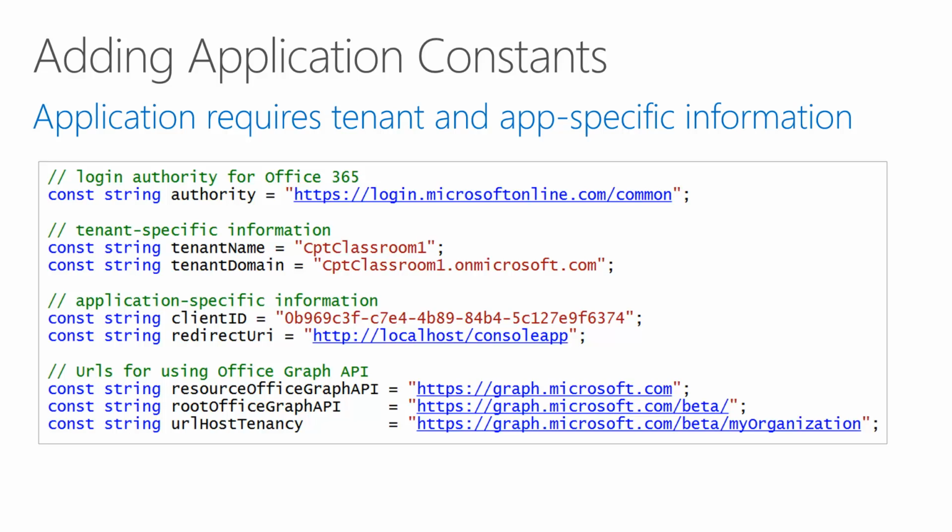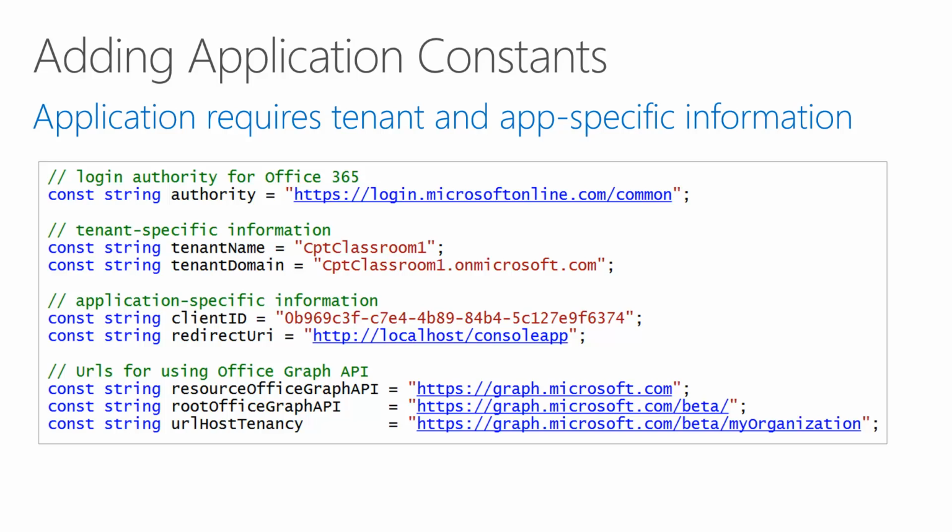Now, we're going to have to add a set of application constants as well. So here are things that we're going to need. We need somehow to identify our tenant. So in our demo, I have a couple different test tenants I'm working with, things like CPT Classroom 1, CPT Classroom 2, and I have gone and I've registered these as an application inside those tenancies. And then basically I get the client ID, which was created by Azure, added inside there.